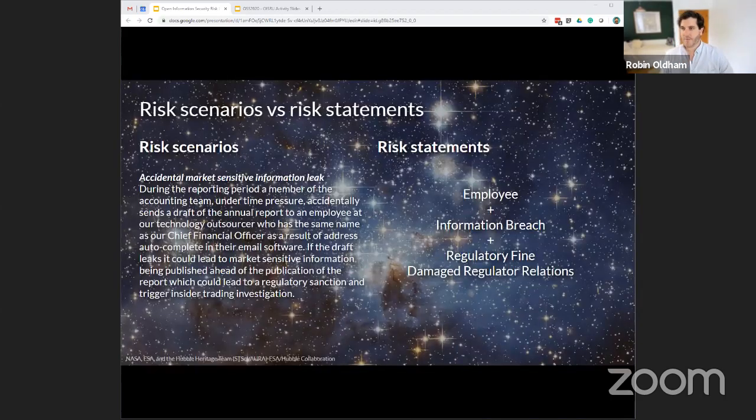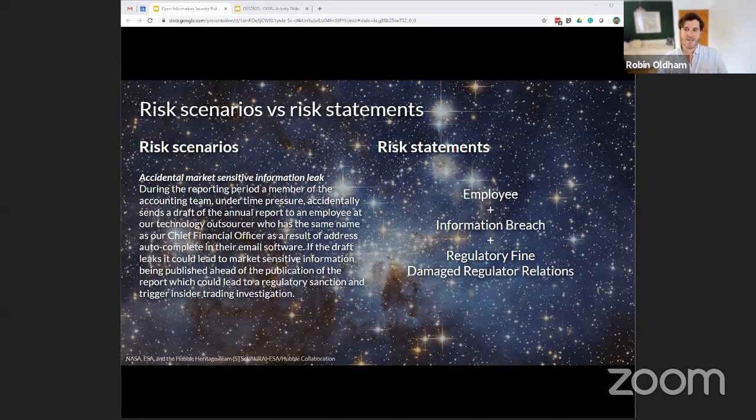And so an example of that here, over a lovely image from the Hubble Space Telescope. We've got a risk scenario, an accidental market sensitive information leak. So during the reporting period, a member of the accounting team under pressure accidentally sends a draft of the annual report to an employee at our technology outsourcer who has the same name as our CFO. As a result of the address autocomplete in their email software, curses. If the draft leaks, it could lead to market sensitive information being published ahead of the publication of the report, which leads to regulatory sanctions and triggers an insider trading investigation.